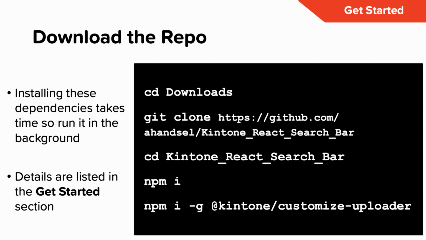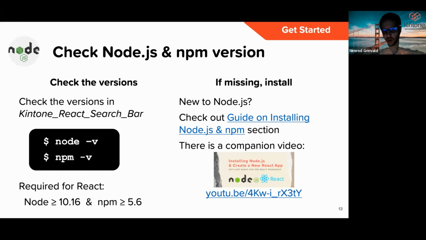This is called the Kintone Customize Uploader, and it's going to automate the process by which you save your JavaScript and then upload it into Kintone. So you don't need to do that manually. At this point in time, please check to make sure that your node and your npm versions are up to date. You'll do that by typing in the following commands into your terminal: node -v, npm -v. What you'll need for React is to make sure that they are above 10.16 for node and 5.6 for npm.